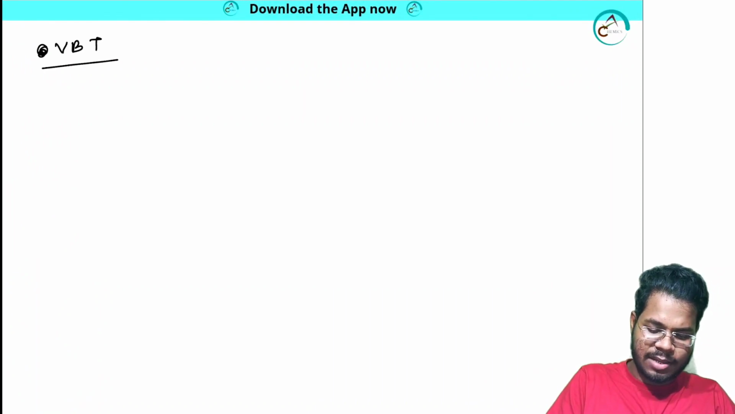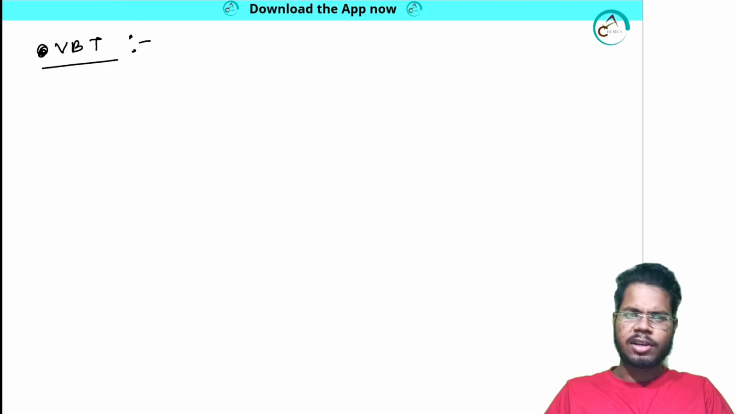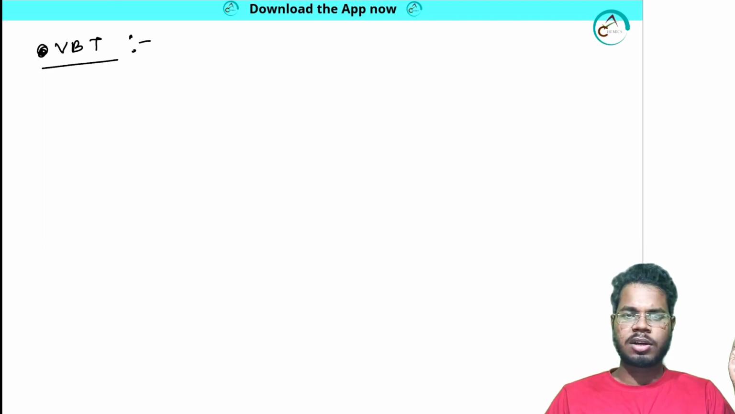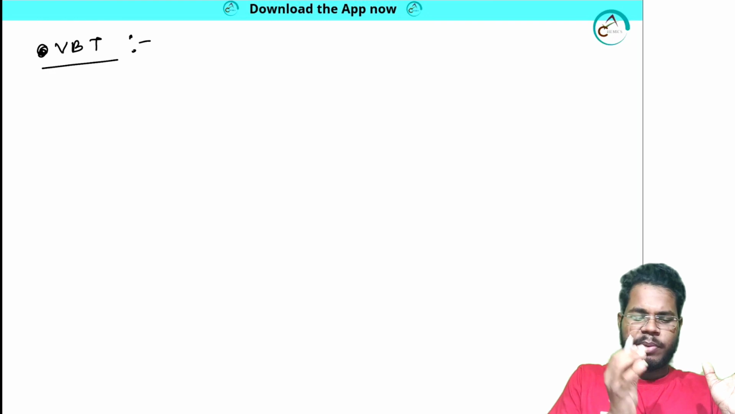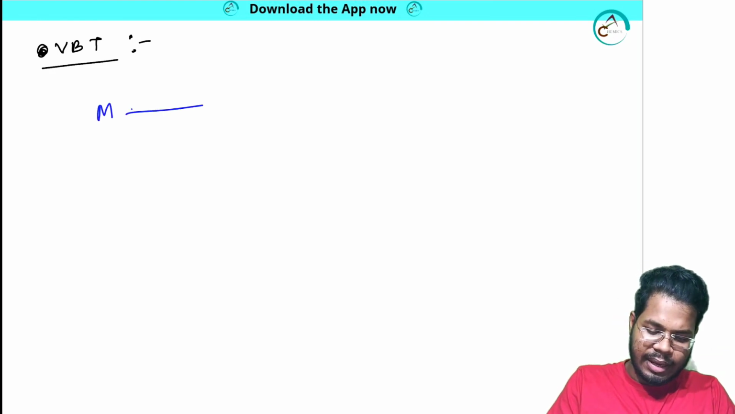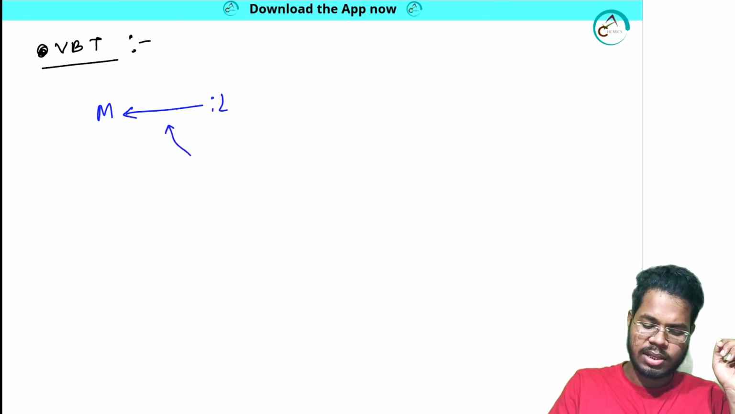VBT. So the basic assumption to form a VBT is that, in case of VBT, we are going to explain the bonding in coordination complexes. So during the explanation, I just need to get some knowledge about the metal complexes. Here it is metal, here it is ligand. The ligand is donating to the metal, so you know this bond is a CCB, coordinate covalent bond, and the characteristic of this bond is sigma bond.